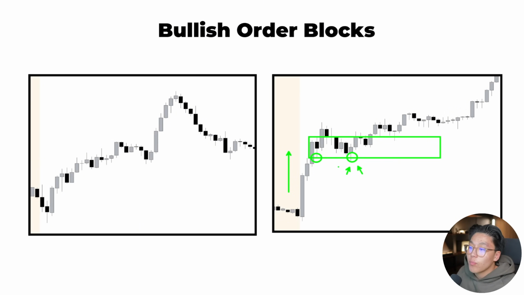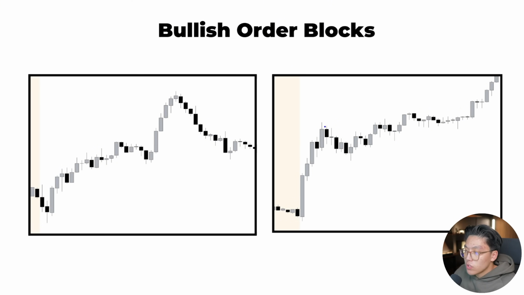So you can see if price respects the top wick to the top of the body, that's going to be your highest probability, but that doesn't mean price can't dig to the bottom of the wick. In this case, you can see it dug to the bottom of the wick and price still respected it and continued to push towards the upside.